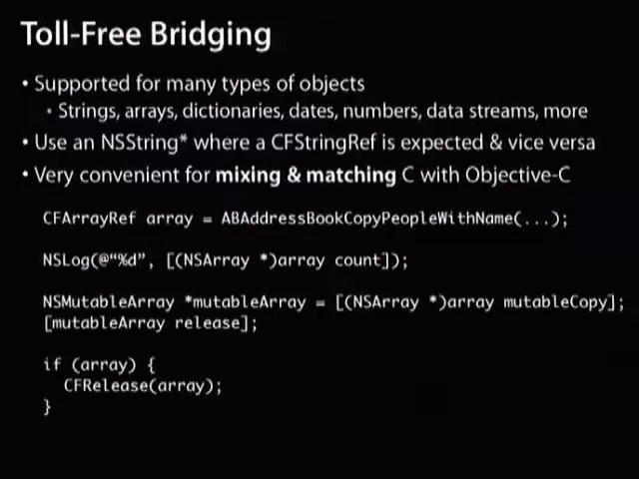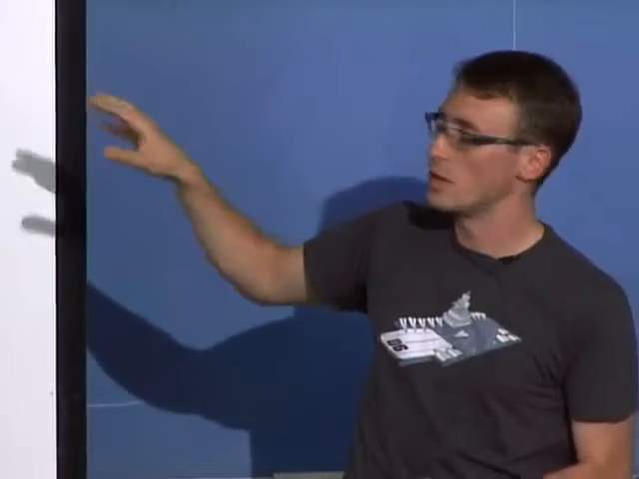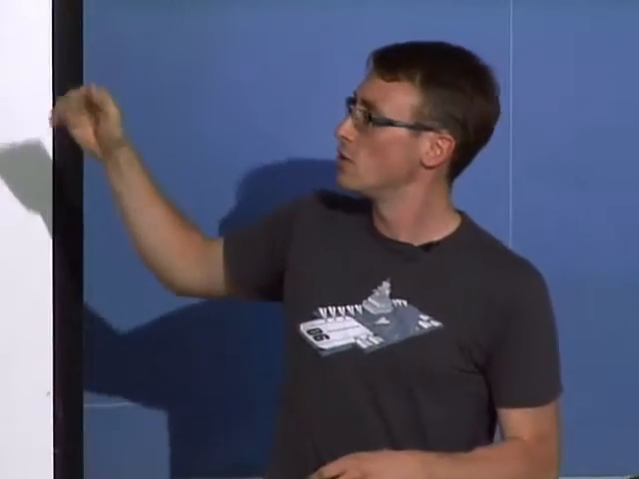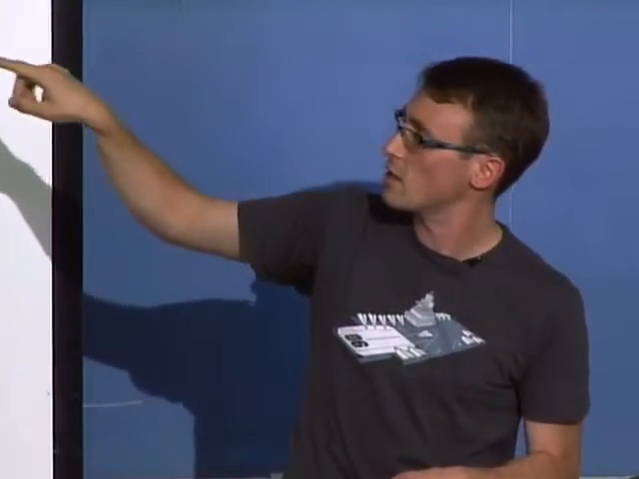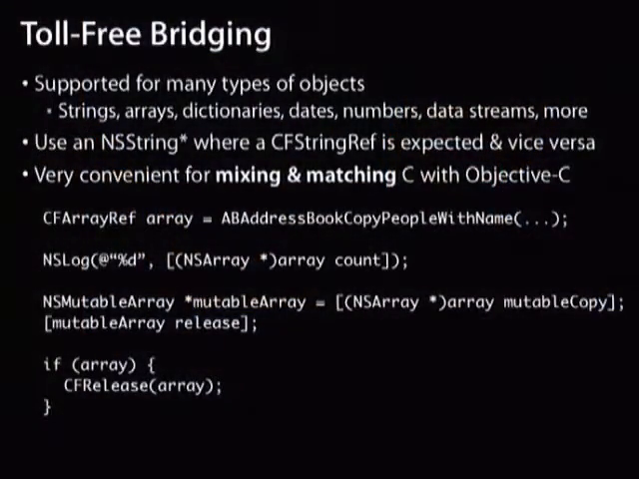It's very practical. I'm confused. What is the toll-free bridging? So the toll-free bridging is the fact that you can get a CF array ref in the first line of code, and in the second line, you're actually calling an Objective-C method on that CF array ref. You're casting that CF array ref to an NS array star and using it as if it was an Objective-C object instance. Does that make sense?